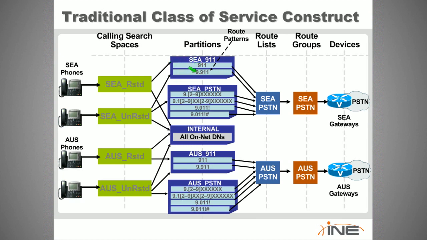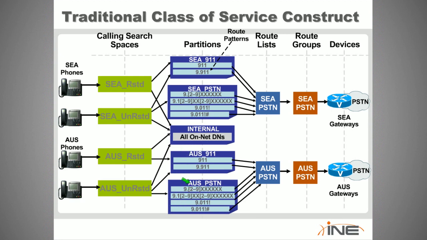at these route patterns here for Seattle, 911 and 9.911, just so if someone goes off hook and dials 911 or the PSTN access code 9 and the emergency code 911, both will work. And all four PSTN patterns, those are the exact same as the Austin patterns, aren't they? Now, not every locale is like that, whether you're in the US, North America, or elsewhere, but many are. So, gosh, I mean, we have to create a lot of patterns.